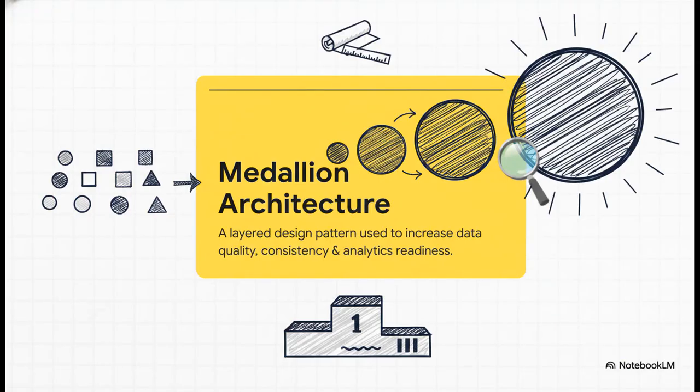So what is this thing really? At its heart, the Medallion Architecture is a design pattern. You can think of it like a three-step blueprint for organizing your data. Its whole purpose is to take that raw data and progressively make it better, improving its structure and its quality as it moves through a few logical layers.